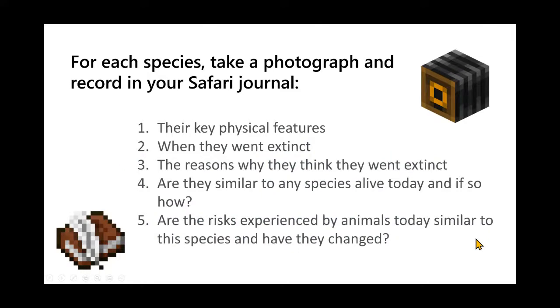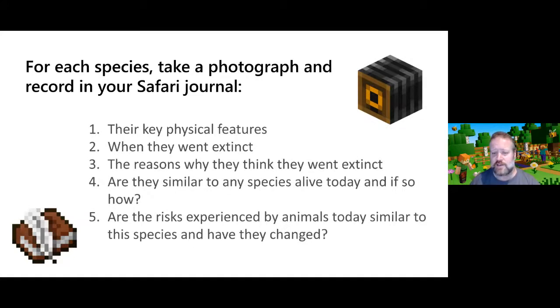I want to know for each species what their physical features were, and then some of the answers to this. When did they go extinct? Why did you think they went extinct? Are they similar to any current species? And are the risks experienced by animals today similar to the species? So there's a lot to think about there. Rather than just go on a roller coaster ride, let's look at these animals. Let's speak to the scientists and find out about the different animals.